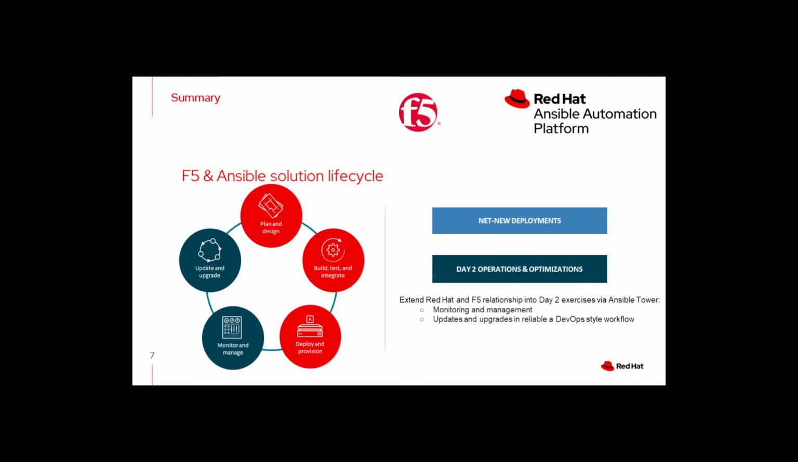So to summarize, F5 and Ansible can be used in different solution lifecycle. You can use Ansible to automate F5 in your planning or design phase. You can do it in your build or test environment where you need to perform day zero operations. You can do it in your production environments for your day two operations. You can use automation to monitor, manage, and upgrade the F5 BigIP.